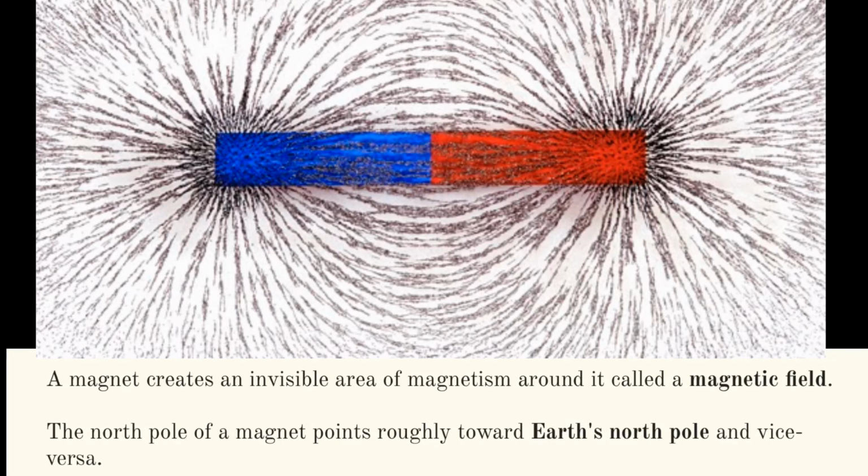Why did the iron filings create that specific shape around the magnets? This is because of a magnetic field. A magnetic field is when a magnet creates an invisible area of magnetism. The north pole of a magnet points roughly towards the Earth's North Pole, and the south pole of a magnet points roughly towards the Earth's South Pole.